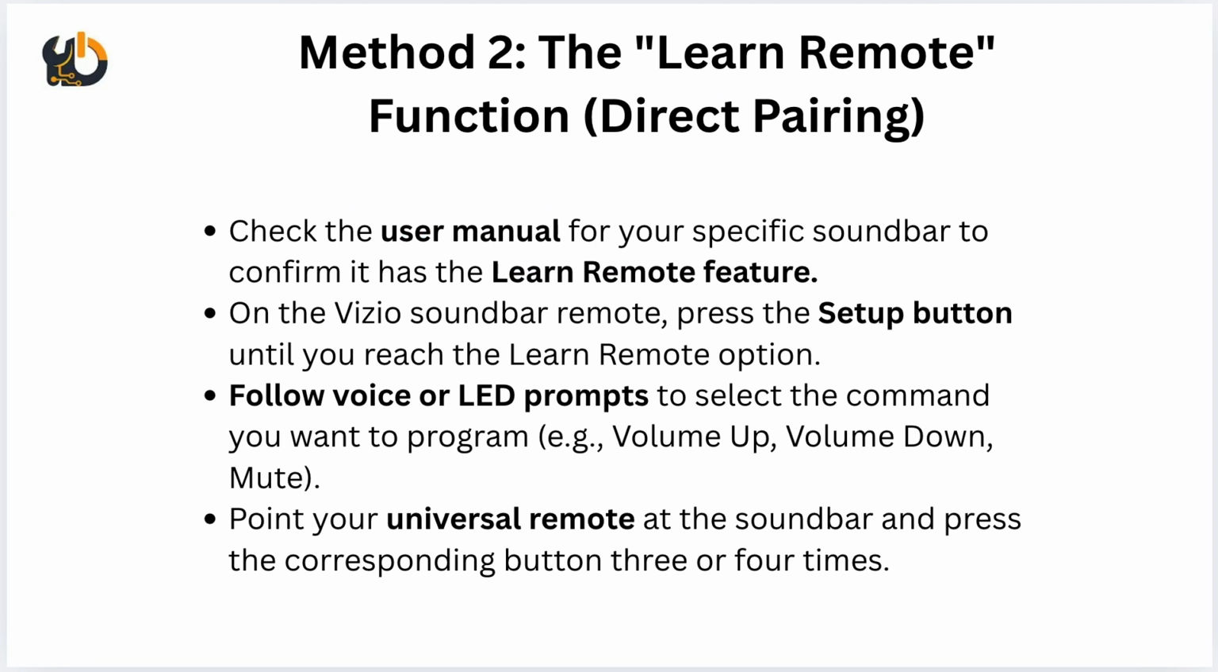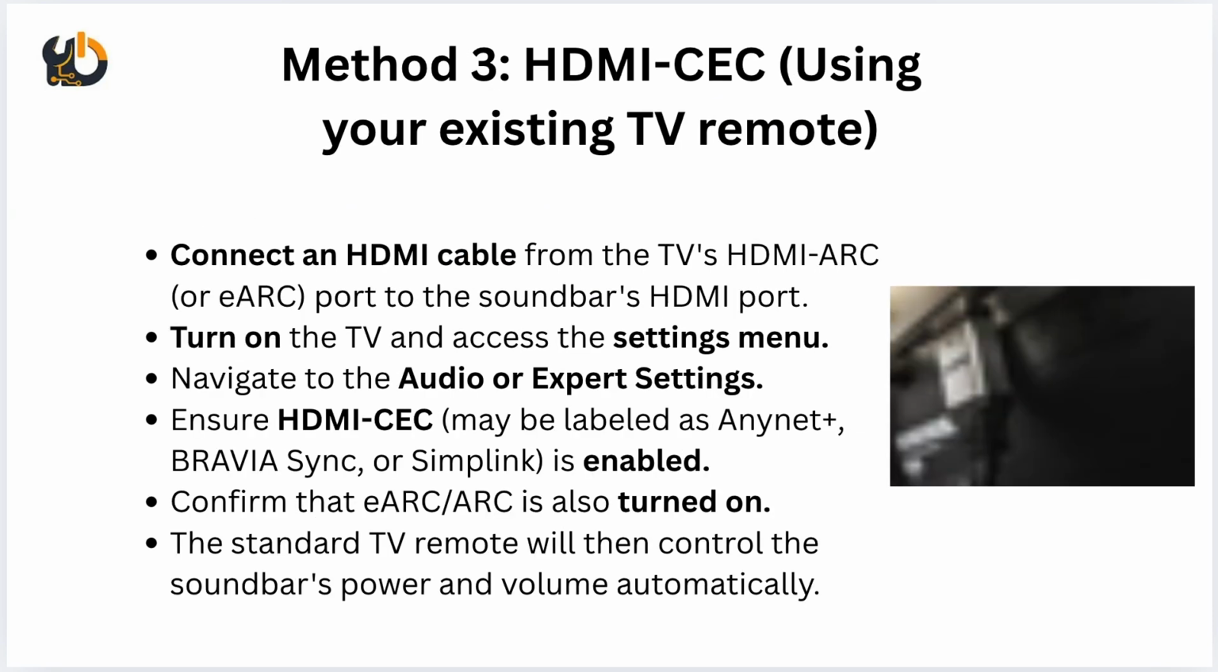Follow the voice or LED prompt to select the command you want to program, for example volume up, volume down or mute, and point your universal remote at the soundbar and press the corresponding button 3 or 4 times.